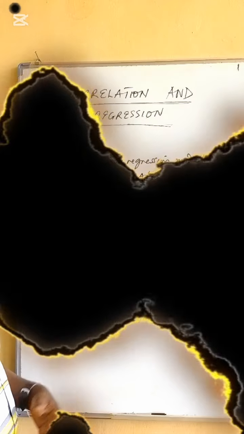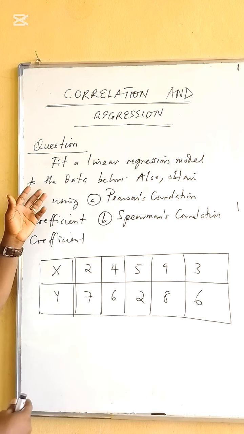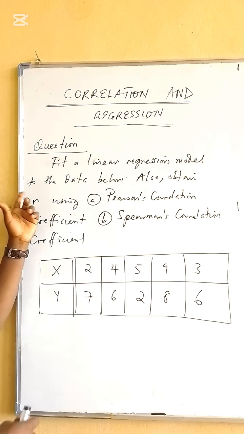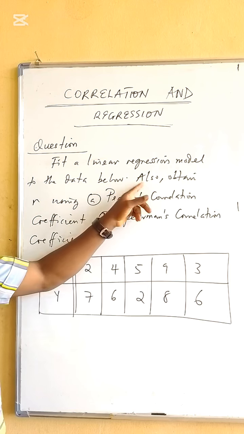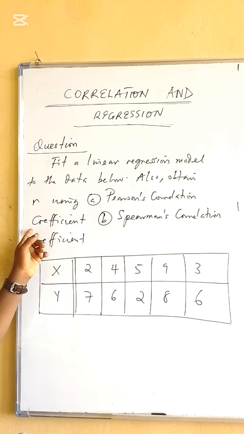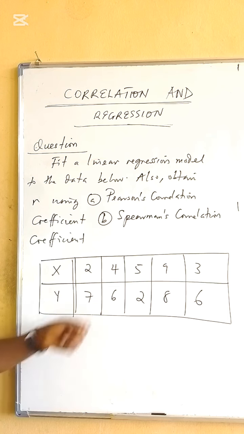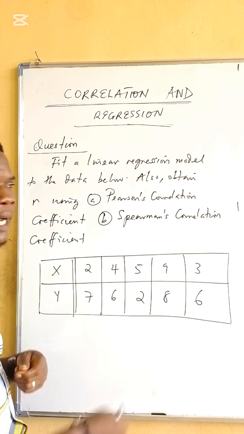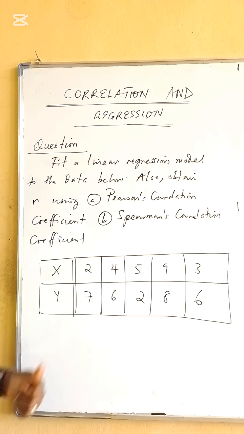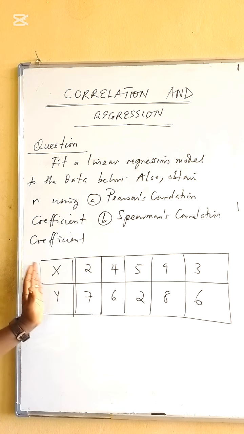So now that we have learned all we've learned, let's now tackle a problem using what we've learned. The problem here on the board says, fit a linear regression model to the data below. Also obtain R using A, Pearson's correlation coefficient, B, Spearman's correlation coefficient. Now please take note, in this case, we are regressing Y on X. I repeat, we are regressing Y on X, in which case it will mean that Y is our dependent variable and X is our independent variable. So we are going to be fitting this model, Y on X, to this data.